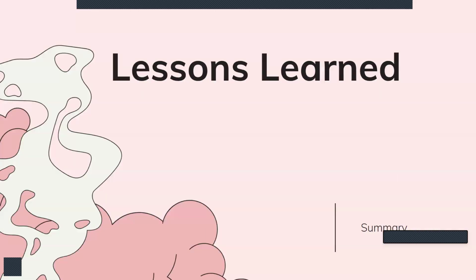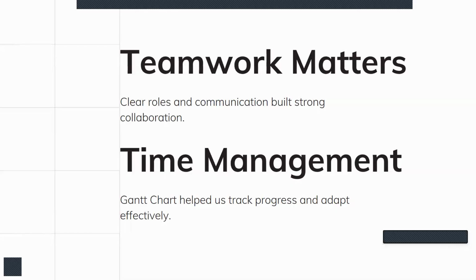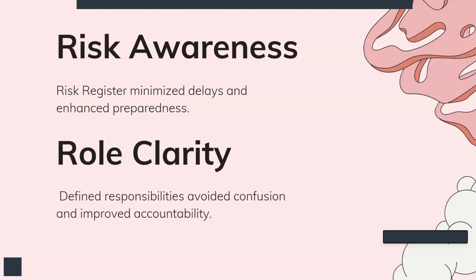So now we will come to lessons learned. The first point is team collaboration and communication. We realized that working in a diverse team requires mutual respect and clear communication. This will help us to collaborate more efficiently. The second point is time management skills. By creating and following the Gantt chart, we can manage time wisely, and we also learn to adapt when tasks shift.